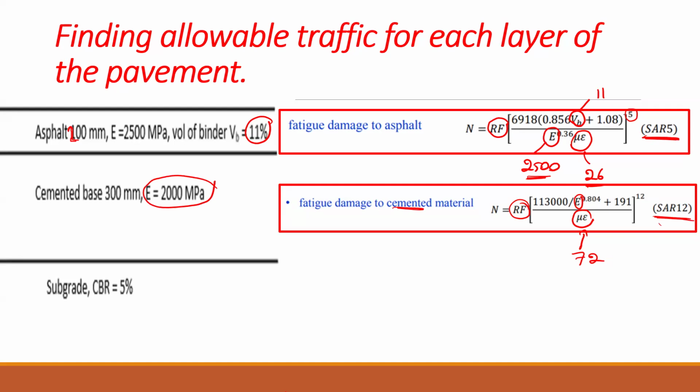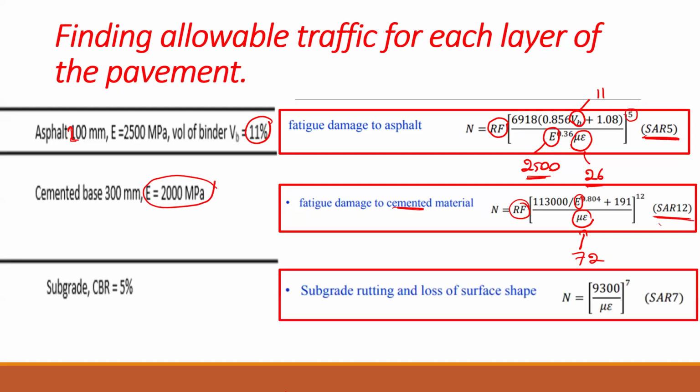And then if you look at the subgrade, we have another equation. The microstrain is given to us again. For pre-cracking, it is 170. So let's start with the pre-cracking stage and we'll find all these answers. We have everything except the reliability factor. Let's find the reliability factor and come back to this slide and we'll calculate the allowable traffic.